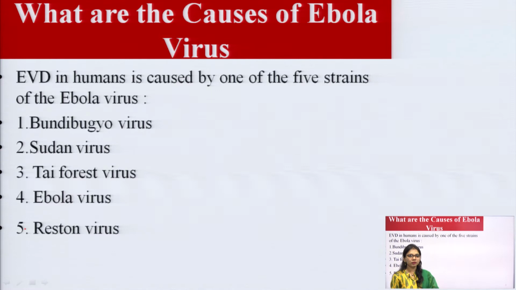Now, what are the causes of Ebola virus? Ebola virus disease in humans is caused by one of five strains of the Ebola virus. These are the Bundibugyo virus, Sudan virus, Tai Forest virus, Ebola virus and Reston virus. These are the five strains of Ebola virus.